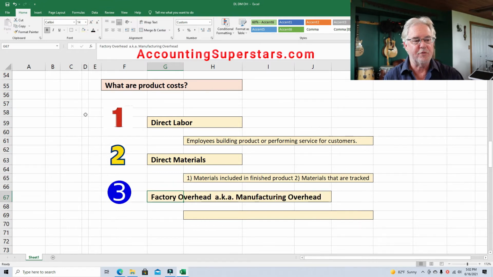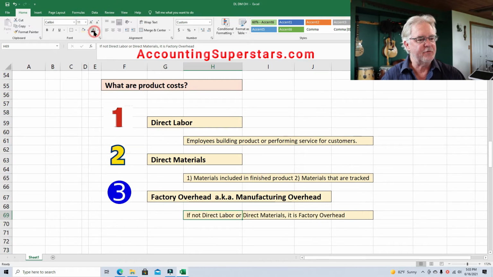So on to the third one. Factory overhead, or sometimes people call it manufacturing overhead. You have to be careful because a lot of things are overhead. For instance, all of the period costs that we looked at, all the office type expenses, they're overhead also. But in this case, we're looking at manufacturing overhead or factory overhead because we're focusing on the product costs.